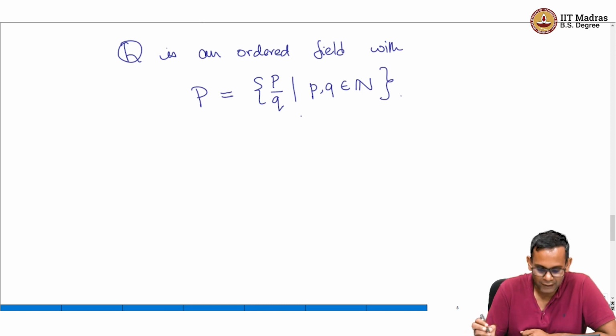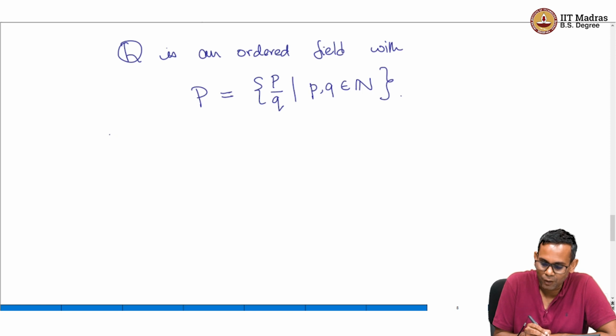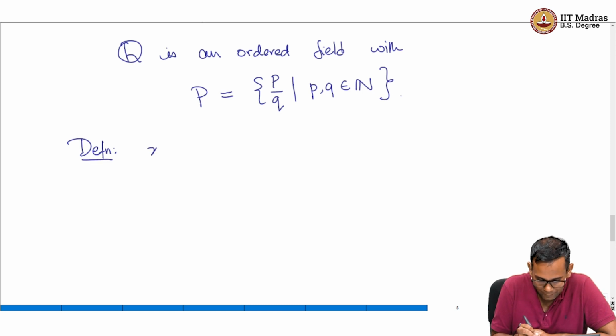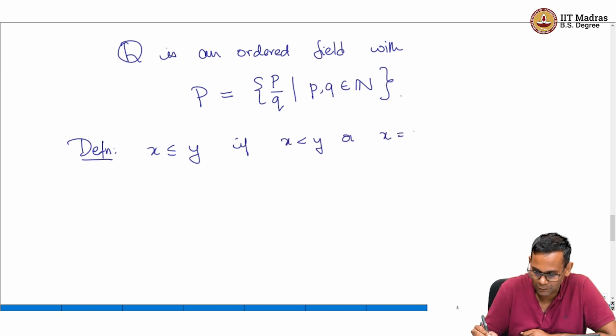Sometimes it is also convenient to introduce a slightly weaker relationship of less than or equal to. So, we will say that x is less than or equal to y if, well, literally x is less than y or x is equal to y.